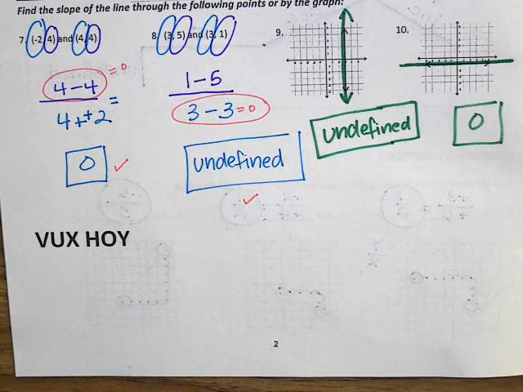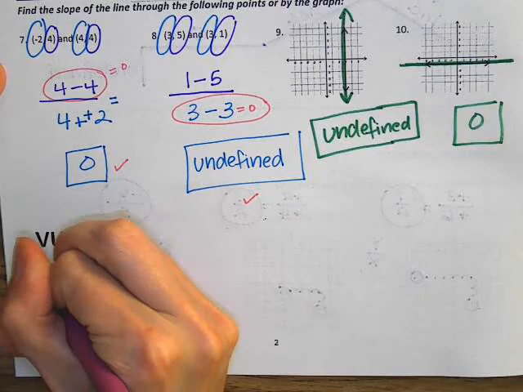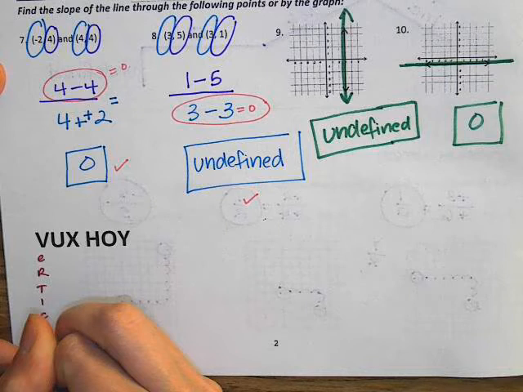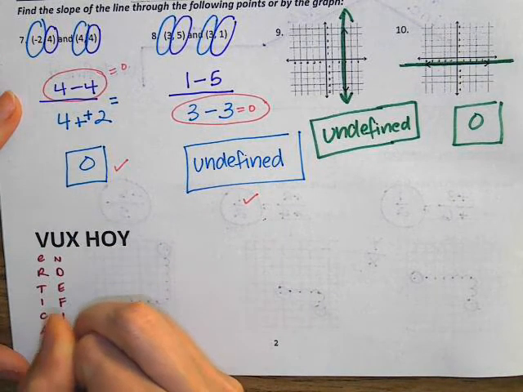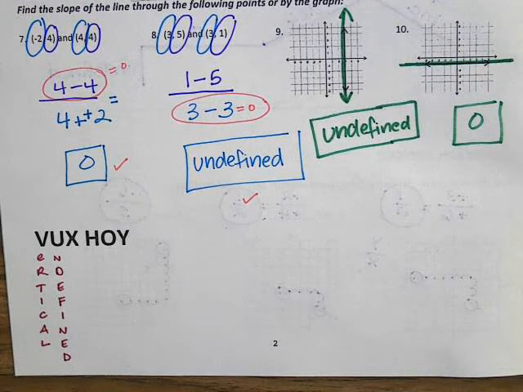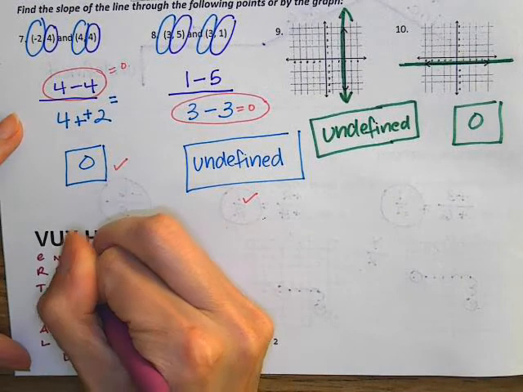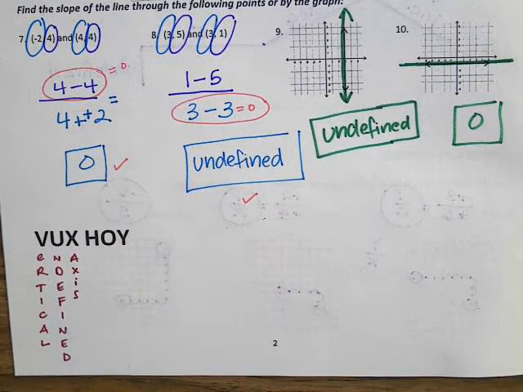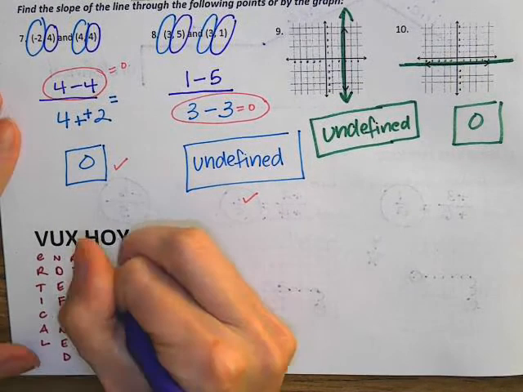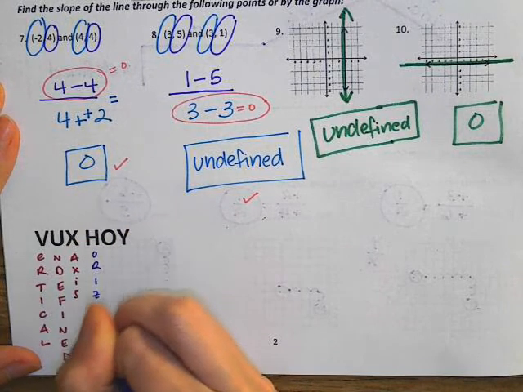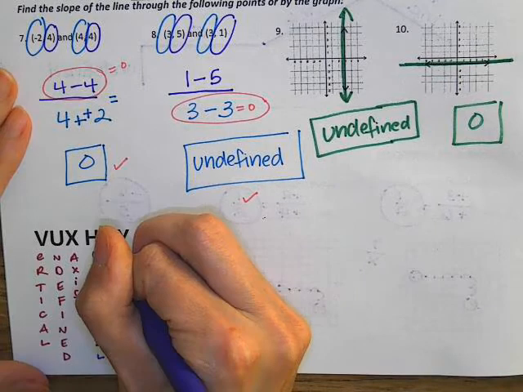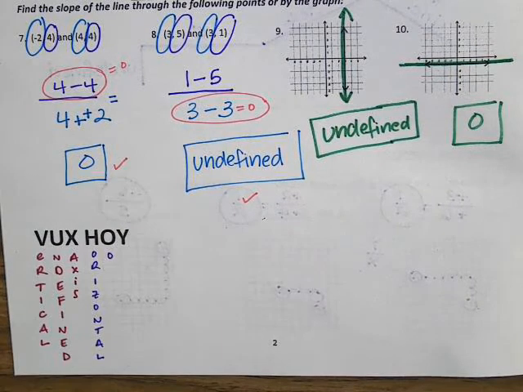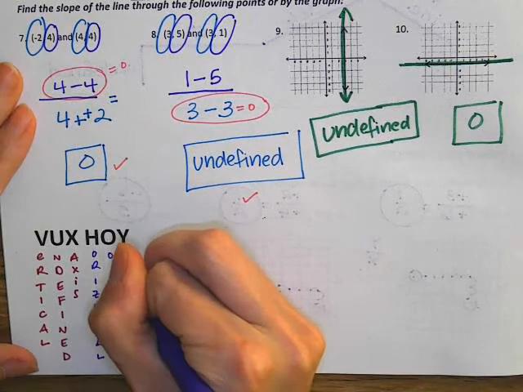And the easy way to remember that is the word VUXHOY. And here's what it stands for. If it's a vertical line, the slope is undefined, and it passes through the x-axis. If it's a horizontal line, the slope is 0, and it passes through the y-axis.